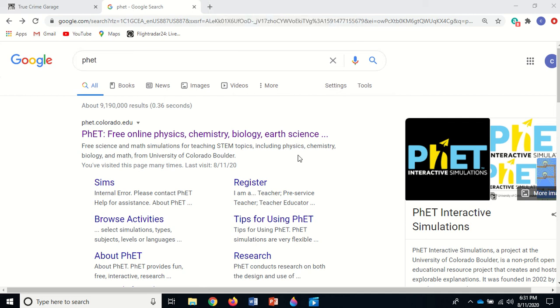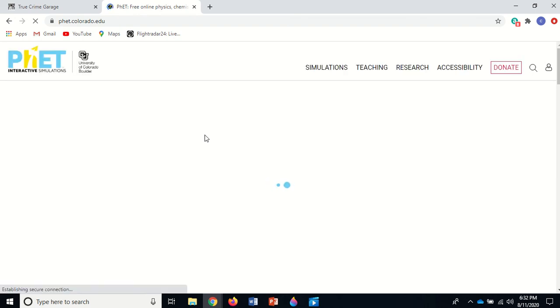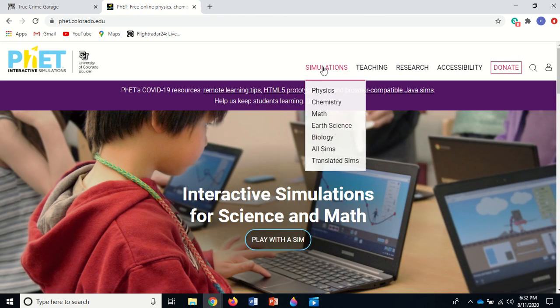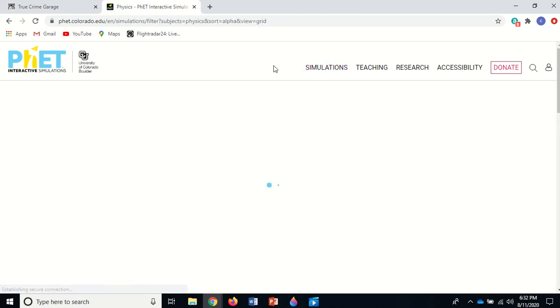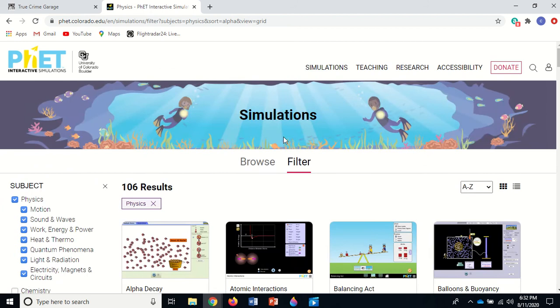So basically the way to get to where we're going to use all these simulations, you just go to Google, just put in PHET. That's it. Then you click on free online physics, chemistry, biology, earth science, all these tons of stuff. But we're just going to look at the physics ones because this is a physics class. You come up here to simulations, you got physics right there. You can see all the other ones as well. You can check those out. We go to physics, and then here are all the simulations.